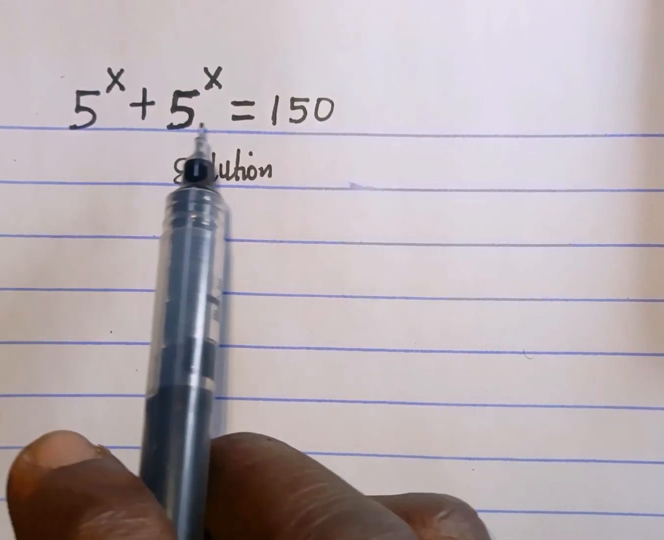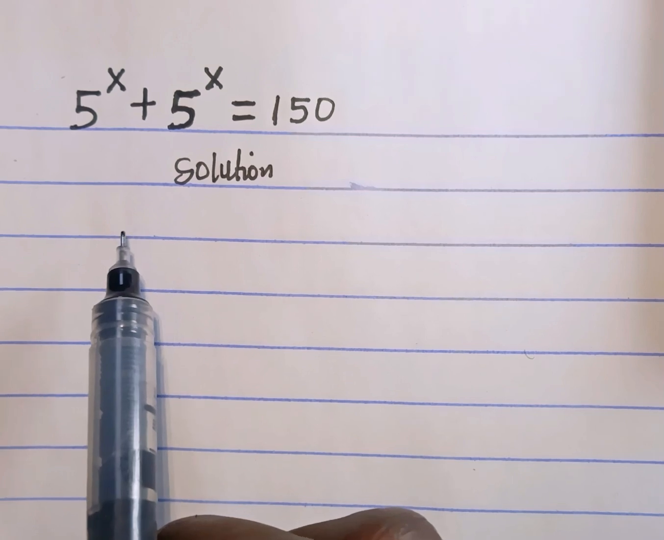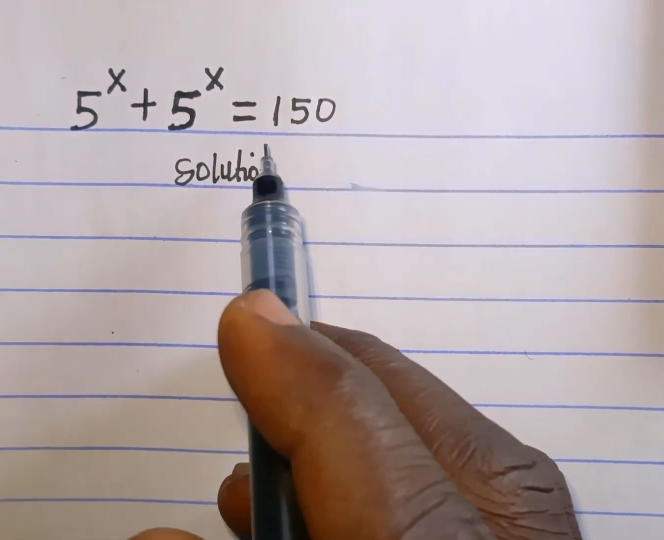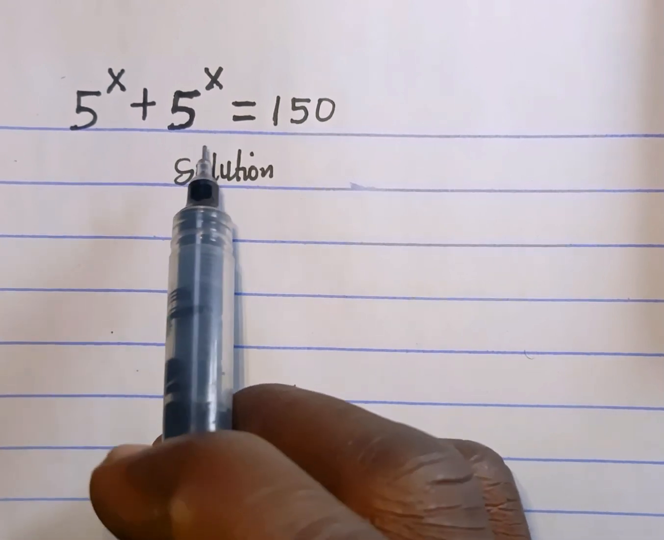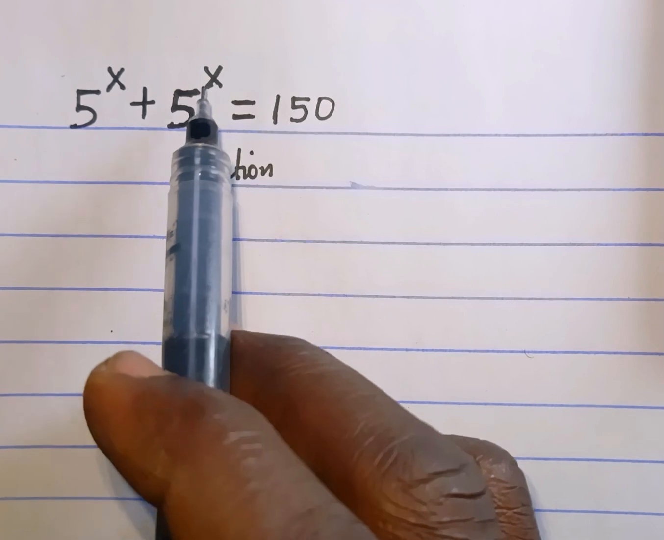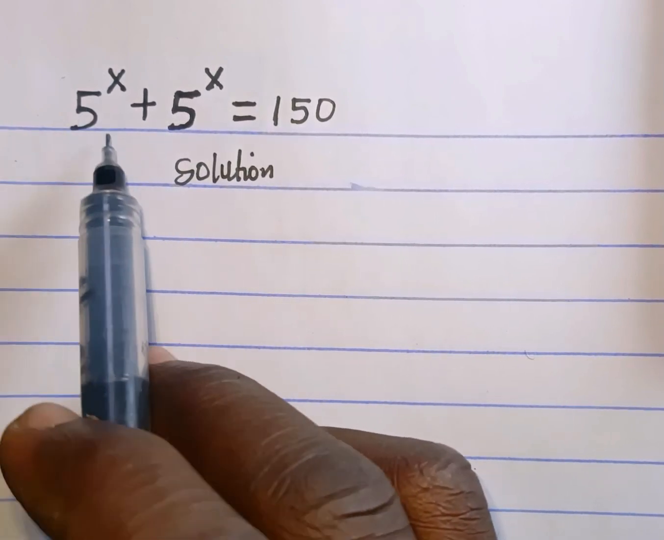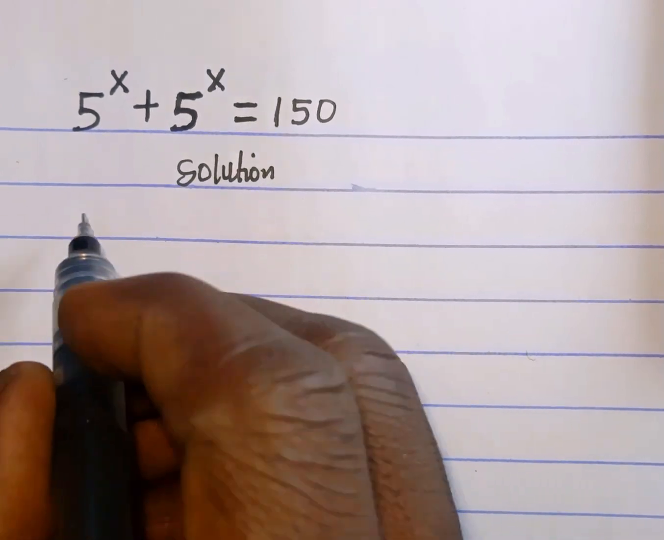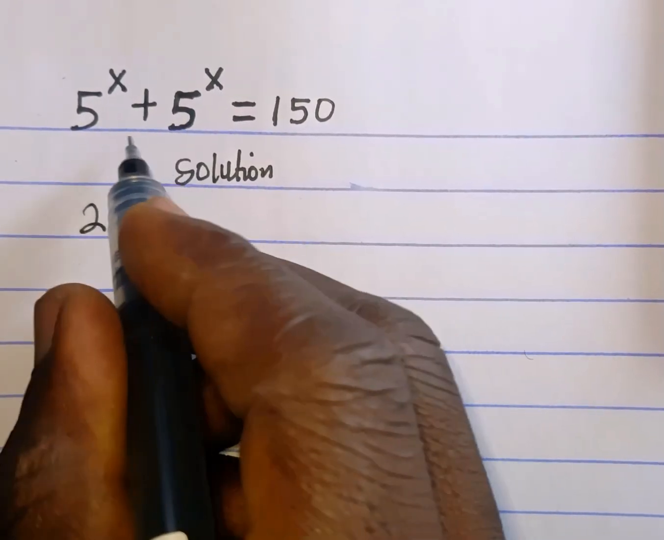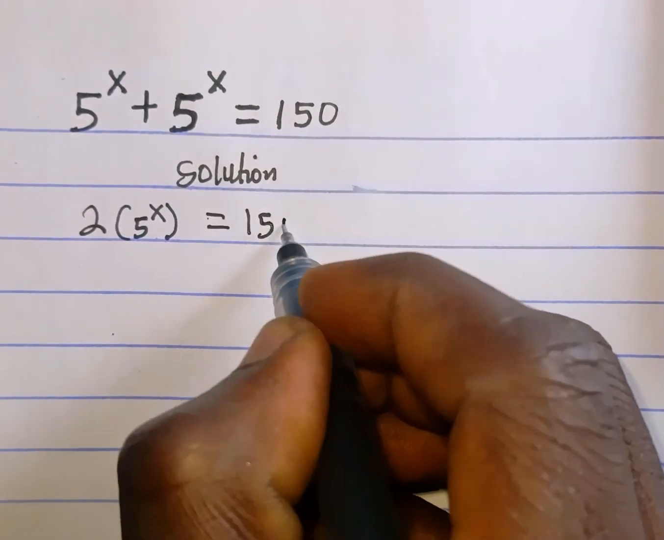We're going to solve for the value of x from this exponential equation, and we're going to show all the steps clearly. So we are given that 5 to power x plus 5 to power x is equal to 150. The first thing we need to do, if you look at the left hand side of this equation, we have 5 to power x, 5 to power x. We are adding the same thing. So when we factor out 5 to power x, this can also be written as 2 of 5 to the power of x, which is equal to 150.